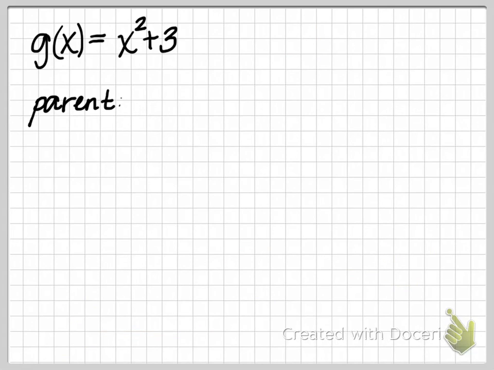So the next function we want to graph is g of x equals x squared plus 3. So once again, trying to identify the parent function, think of taking away all the numerical values. So in other words, this positive 3 here, we're going to ignore that for right now, and what's left will be our parent function. That would give us y is equal to x squared.